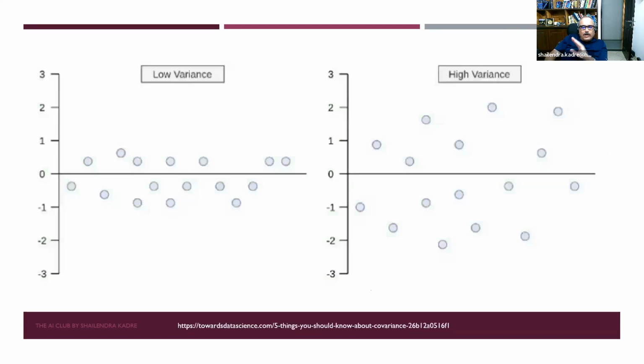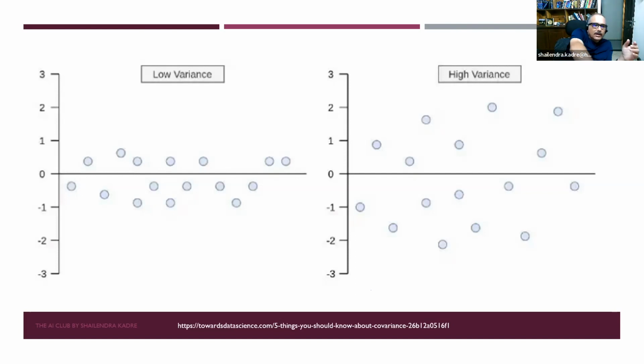You may not remember the formulas, but these things you will always remember. That's why I'm showing you a graph. See here. On the left-hand side is low variance. How is it looking? Kind of a straight line, right?